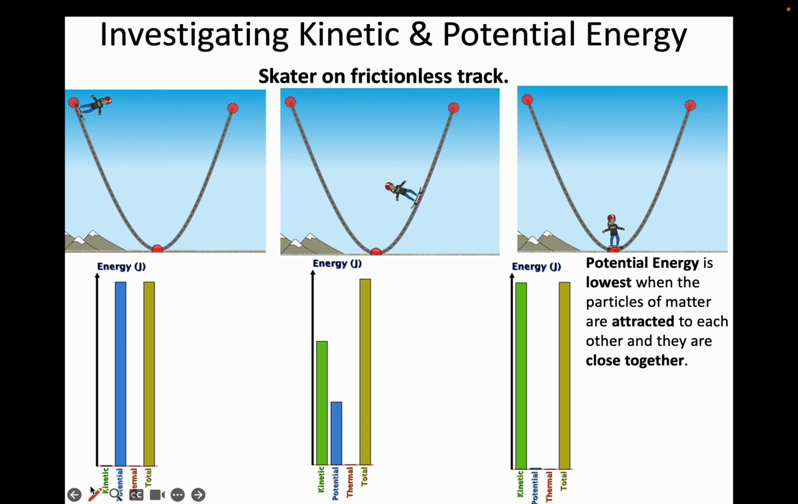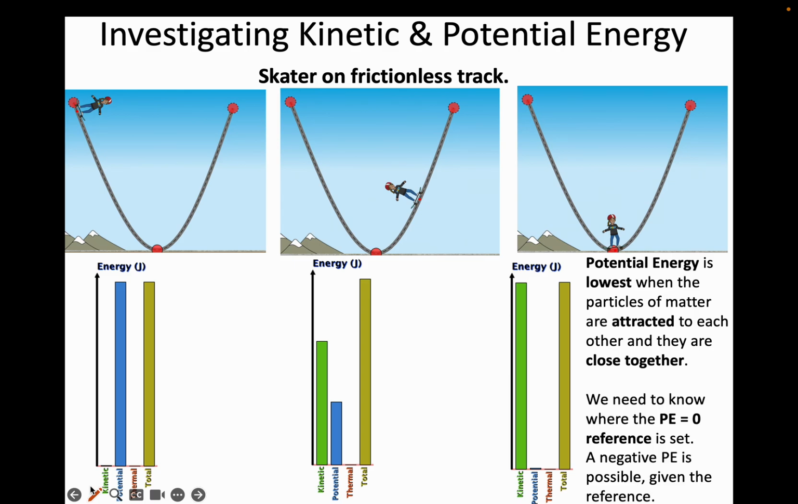So the potential energy is going to be lowest when the particles of matter are attracted to each other and they are close together. In this case, the potential energy was the lowest when the skater moved closer to the ground. There was an attraction between the two of them. As they moved closer and closer together, the potential energy went down. Potential energy is going to be the smallest when the particles of matter are attracted to each other and move closer together.